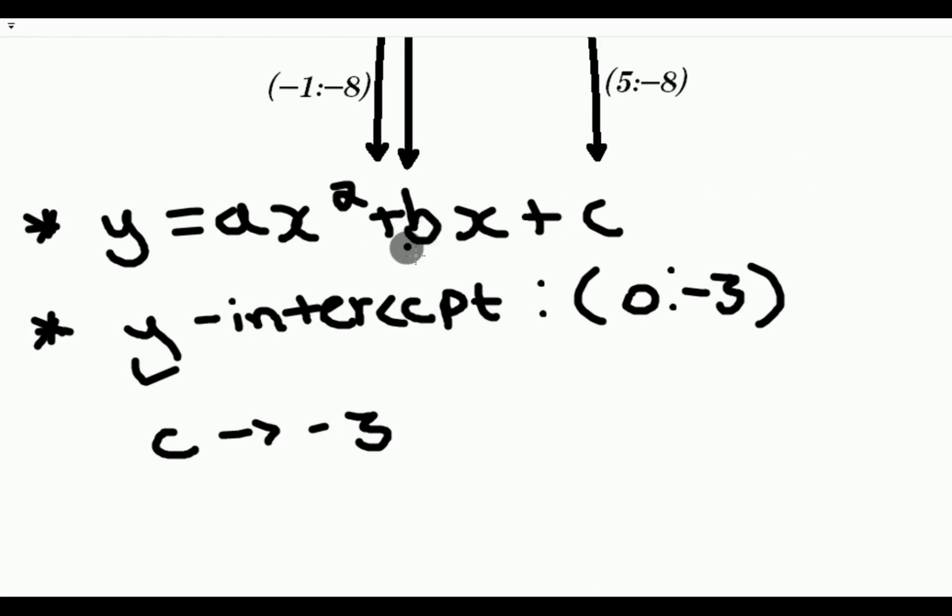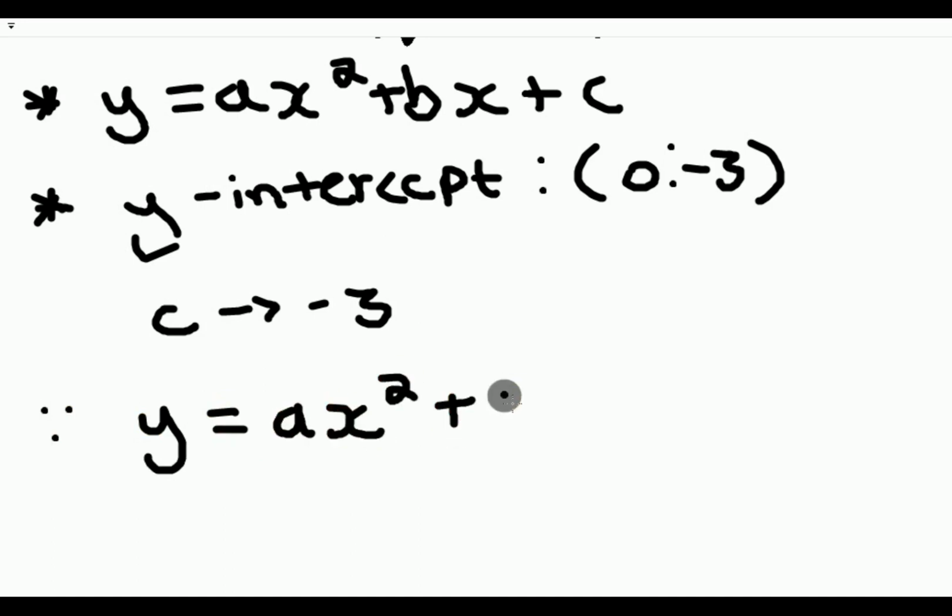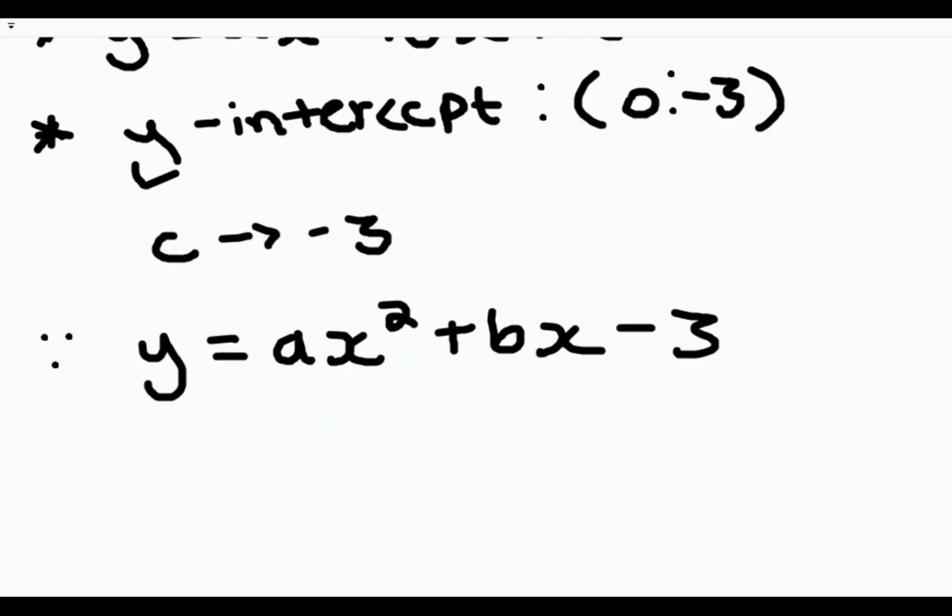Since you remember that when we are finding our y-intercept, on our y-intercept x is equal to 0. So in the place of x we are going to have 0. So b is going to be 0, a is going to be 0. Yes, since x is going to multiply with a, everything is going to be 0, and the only thing which will be left will be the symbol of c. So from here we are going to say then y is equal to ax squared plus bx minus 3. That's what we have for now.